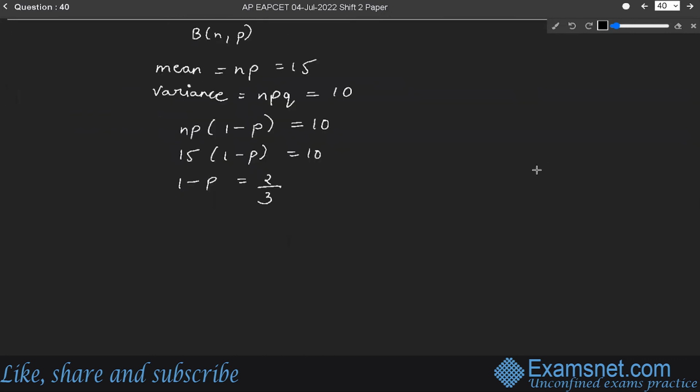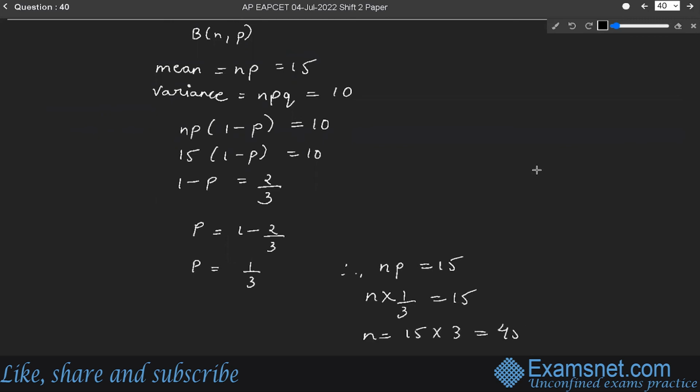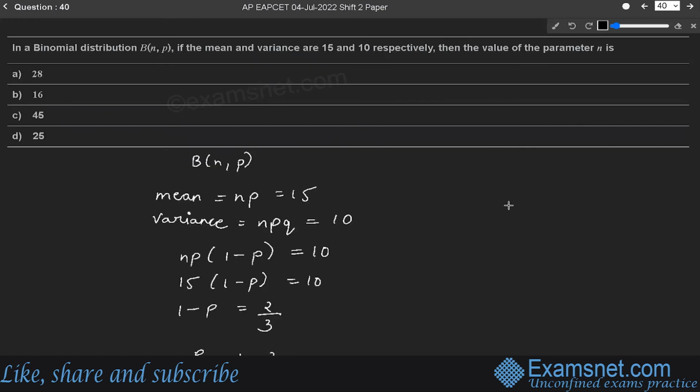And from here we can get the value for p. p will be equal to 1 minus 2 by 3. So p will be equal to 1 by 3. We have to find the value for n. Therefore, we will use the equation np is equal to 15. So n into 1 by 3 will be equal to 15. So n will be equal to 15 into 3, which is equal to 45. So the required value of n is 45. Therefore, option number C is the correct option here.